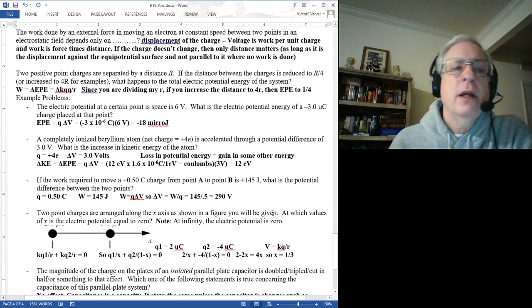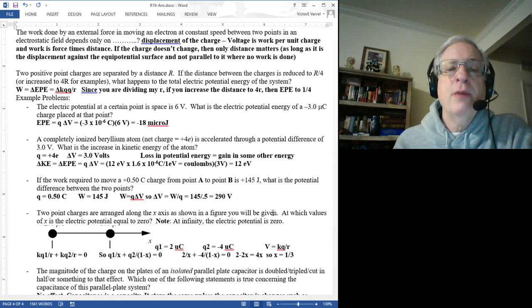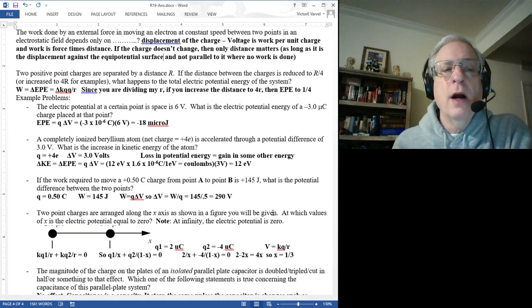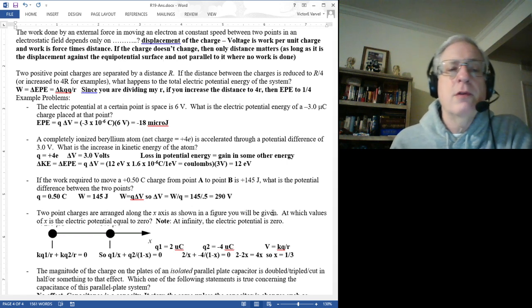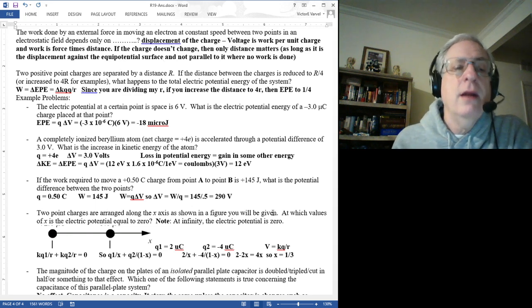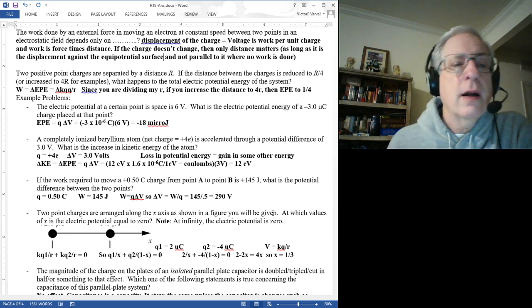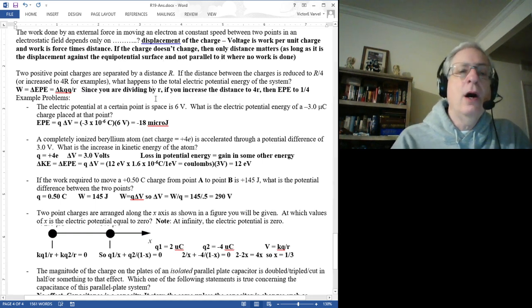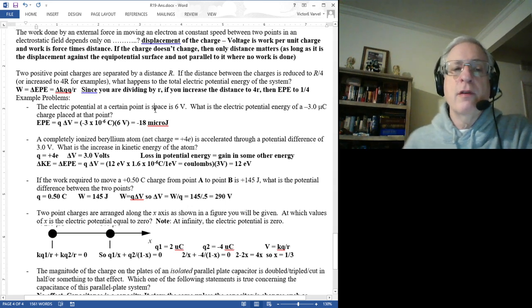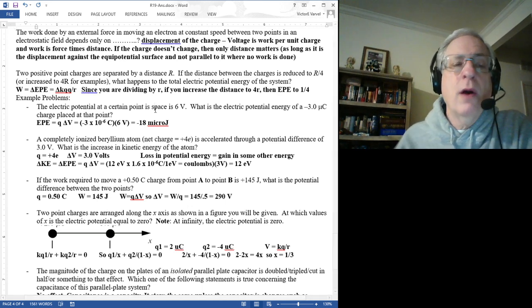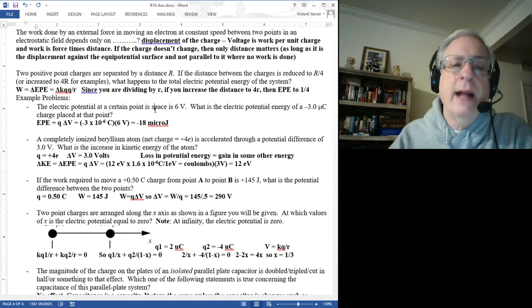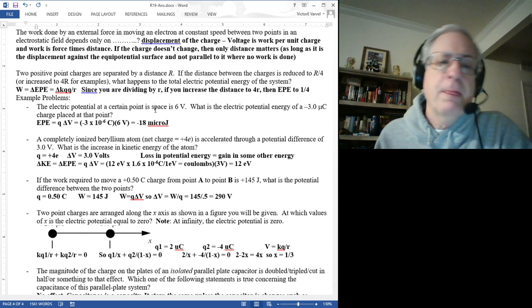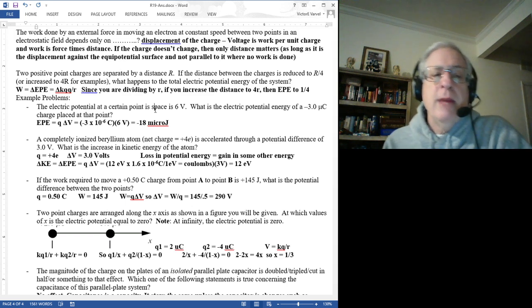Hope you're following along. Two positive point charges are separated by a distance r. If the distance between the charges is reduced to 1/4 r or increased to 4r, for example, what happens to the total EPE of the system? Well, work is equal to the change in EPE, which is equal to kQQ over r. Since you are dividing by r, if you increase the distance to 4r, you're now dividing by 4r, so it becomes 1/4. Okay. So let's do some example math, all right?